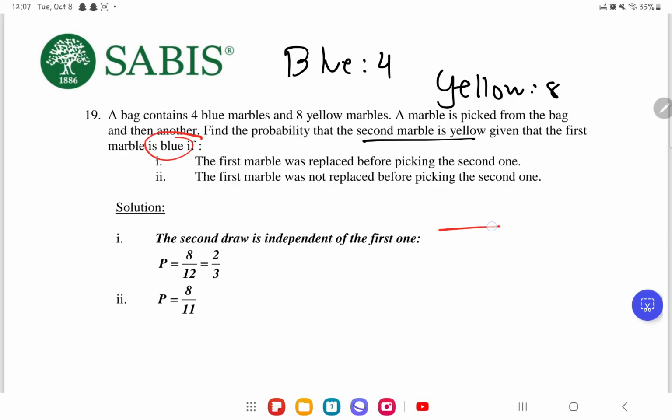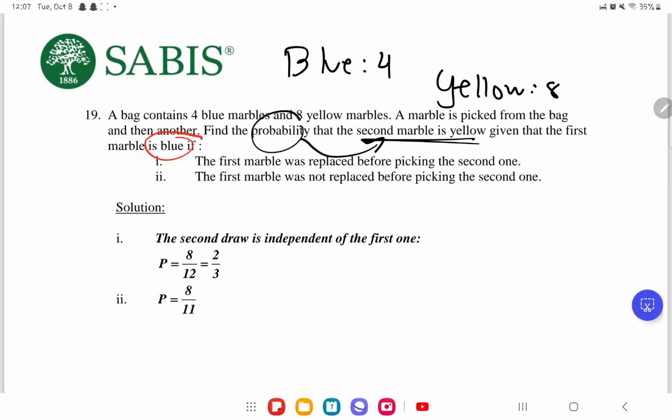Alright? Since the first marble is blue, we know that the probability of the first marble is gonna be 4 out of 12, 4 out of the total. But now this isn't gonna benefit us, it's just extra information, okay? They need the probability of the second marble, not the probability of getting blue and yellow. They need the probability that the second one is yellow if the first marble was replaced.